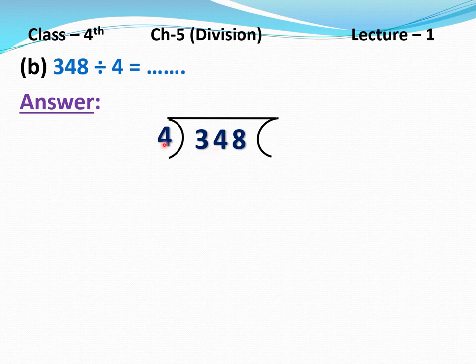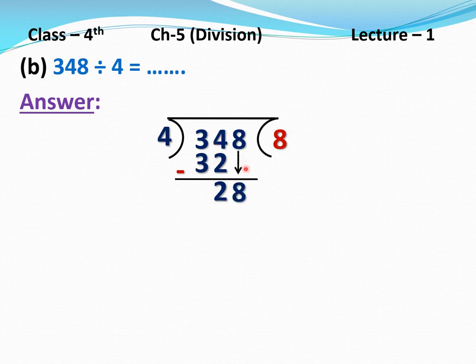Now multiply this 4 by a number so that you get 34 or less than 34. That should not be greater than 34. See, 4 eights are 32. So write down 8 here and write down 32 here. Now subtract this. 4 minus 2, 2. 3 minus 3, 0. Okay. Write 2 here and 3 minus 3, 0.